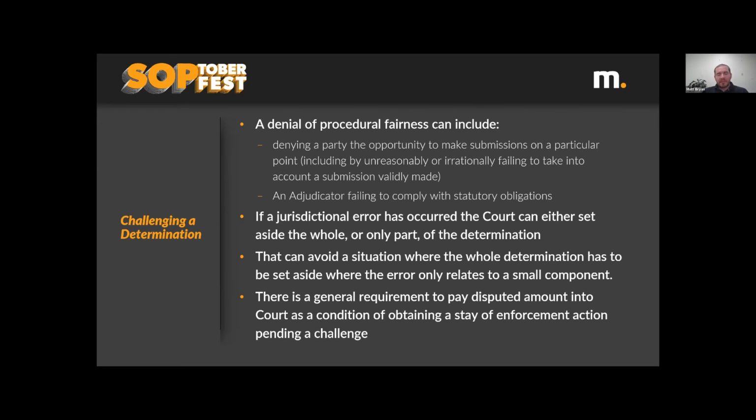There can also be arguments about whether or not there's been a denial of procedural fairness, including, for example, if the adjudicator has denied a party the opportunity to make submissions on a particular point, or if the adjudicator has gone off on a frolic of his or her own and taken into account matters that neither party has raised without giving the parties an opportunity to comment on them, and also situations where the adjudicator fails to comply with the statutory obligations that are set out in the Security of Payment Act itself.